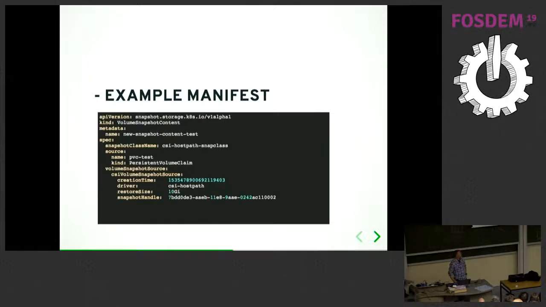So I wanted to give, on some of these, an example of what the manifest looks like. So you can see it's your standard API type, your kind. It's a volume snapshot content, which is our external CRD. And then you can define the source, which is going to be your PVC that you want to snapshot.